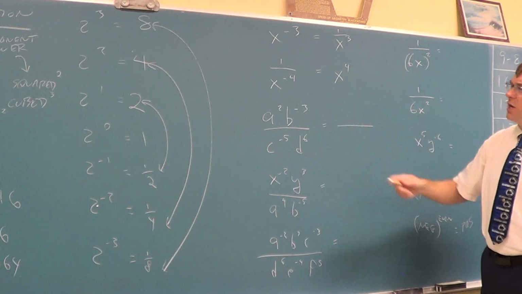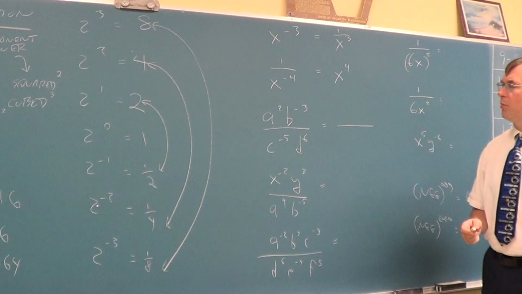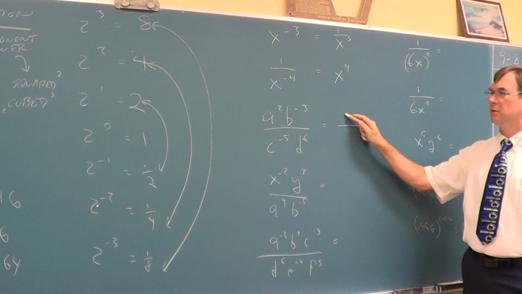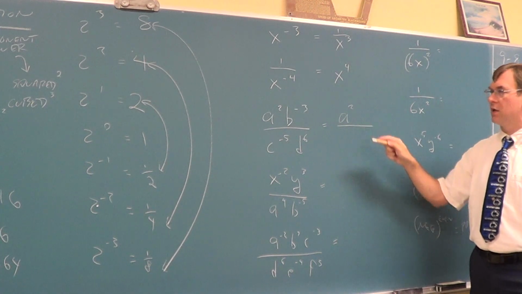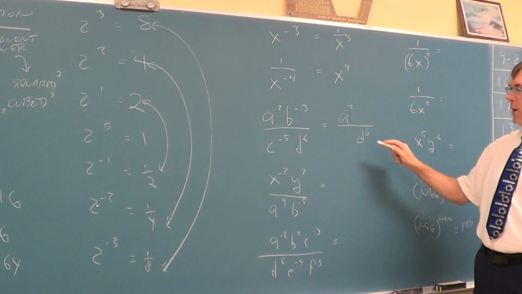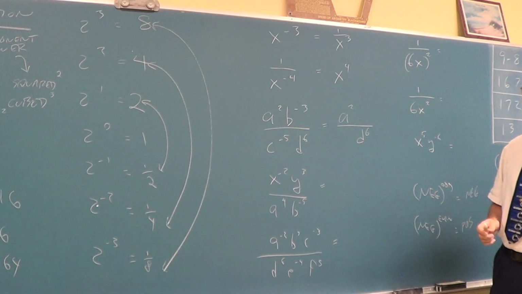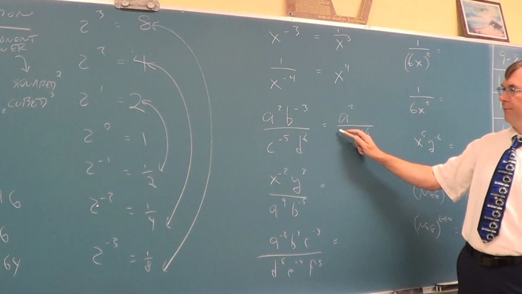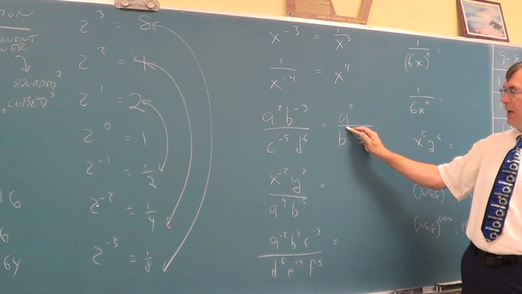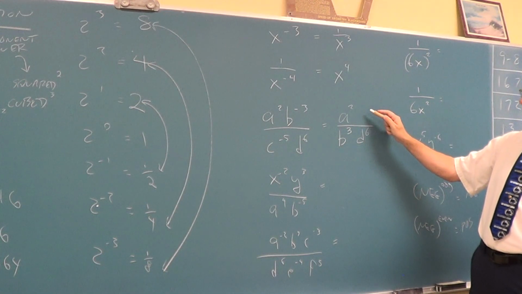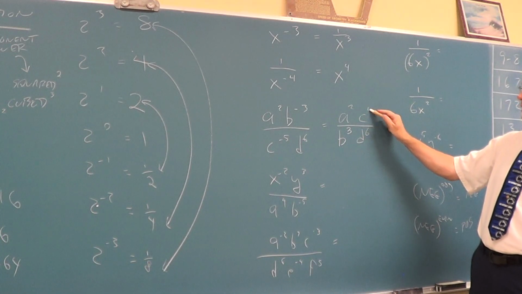So if our directions here are no negative powers, who can still just sit where it sits? A to the second can wait. Who else can wait? D to the sixth can wait. But B to the negative third's got to move. Instead of being on the top, it moves to the bottom, and it's now positive 3. Who else is moving? C to the fifth, and that's on the top.